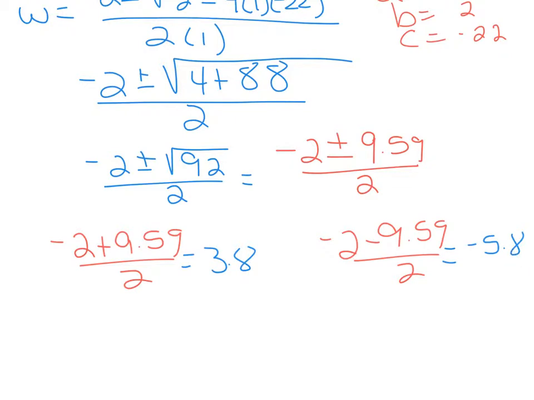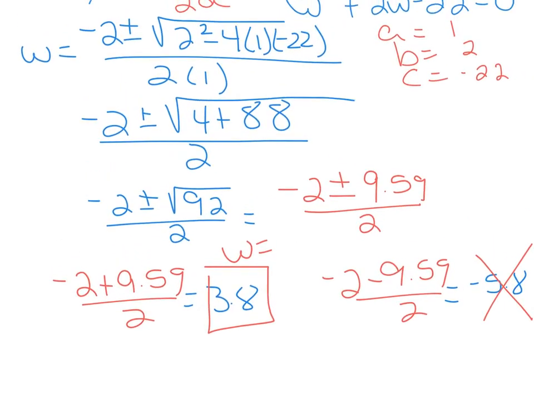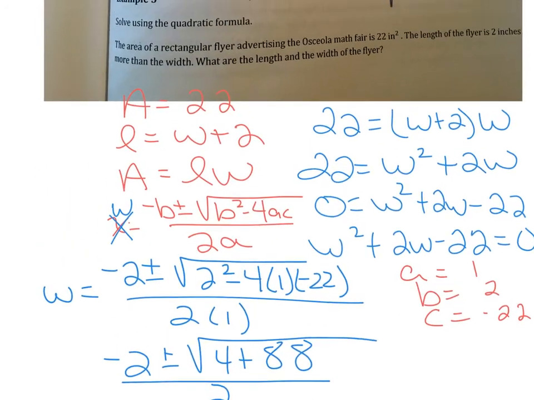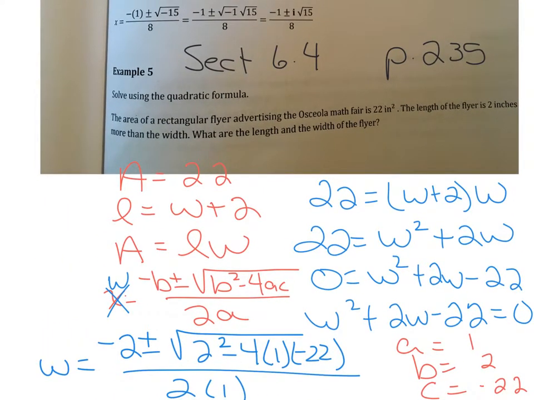Well, we're talking about the width of a rectangle. The width cannot be negative, so we will reject the negative, and our width will come out to be 3.8 inches. We are not done though, because if we scroll all the way back up, we can see in the question it says, what are the length and width of the flyer? We found the width to be 3.8 inches. How are we going to find the length?